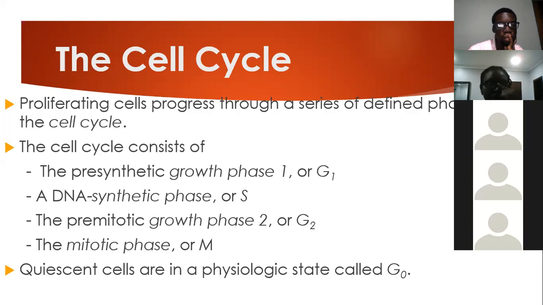Then after that, there has to be the DNA synthetic phase, or the S phase, where the DNA will be synthesized. Then we have the pre-mitotic growth phase, which is like a resting phase. After that, the mitotic phase comes in, where the cells actually divide. Because the organelles have been synthesized already, when the cell divides you have equal numbers of the various organelles in the daughter cells. And the cells which are not undergoing any of these changes are in a quiescent physiologic state called G0.